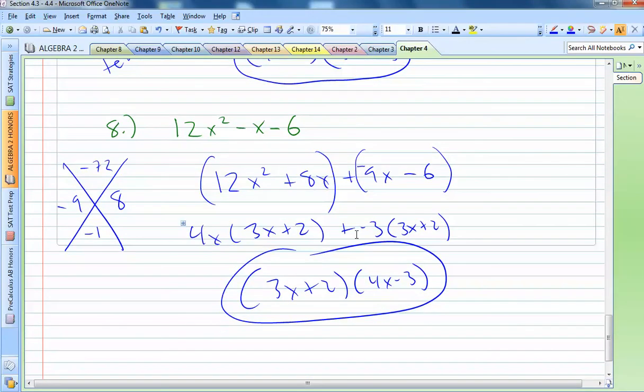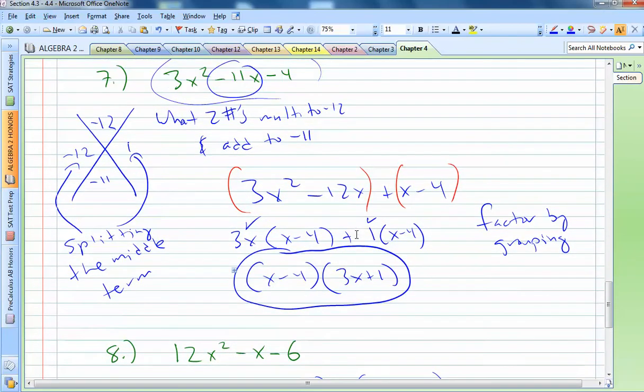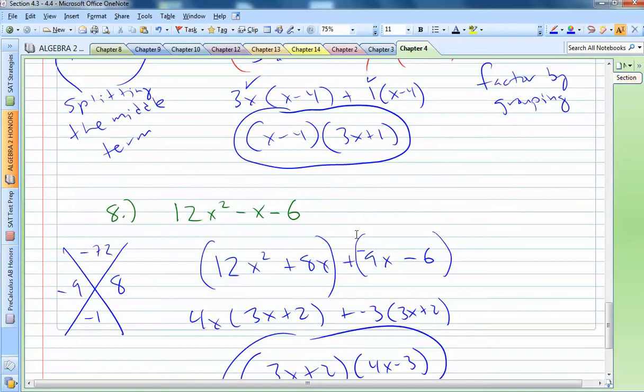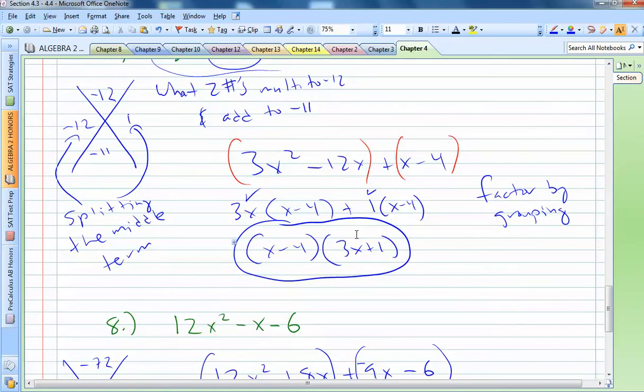There's also another technique I could show you for factoring quadratics, like number 7 and number 8. It's actually what I like to call the magic box. I'll show you that in class. It's going to be a little bit too overwhelming to show it to you in this video.